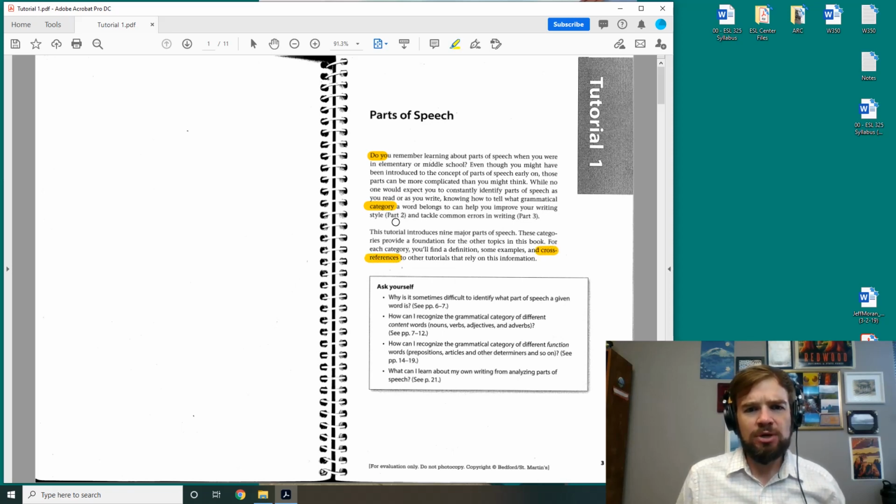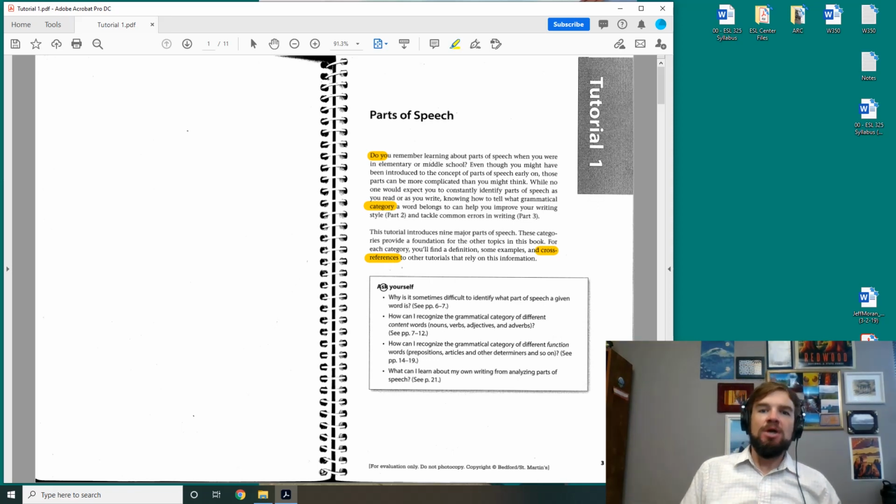Cross-references is basically what Dr. Ferris does here, where she says part 2, part 3. So in a book like this, if she says, okay, tackle common errors in writing, part 3, that means part 3 of this book is about how to fix common errors. Or here where it says part 2, before the parentheses here, it says improve your writing style. So when it says part 2, that's cross-referencing, that's connecting, that's telling you to go look at another part of the book.